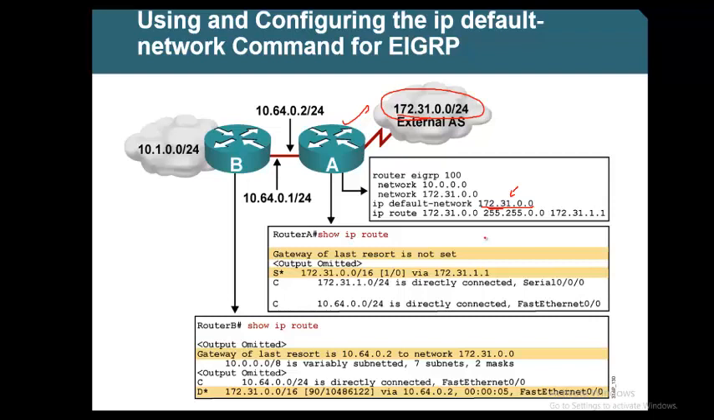to tell router A that if you do not know the path for any destination, just push the packet to this network, which is the network of ISP. Push the packet to the network 172.31.0.0. Now we also write to which address it needs to be sent. This is the exact address of this ISP router here, 172.31.1.1.